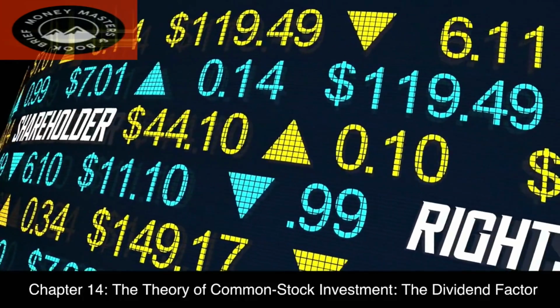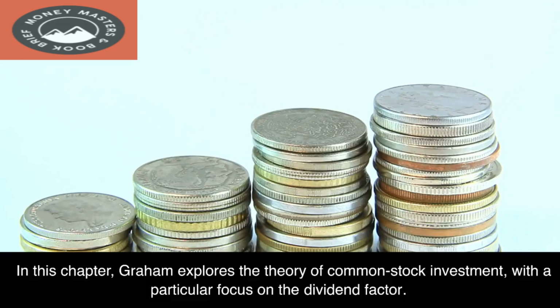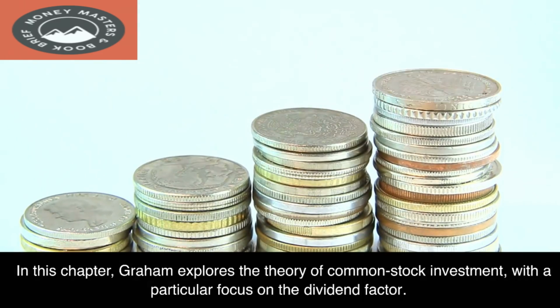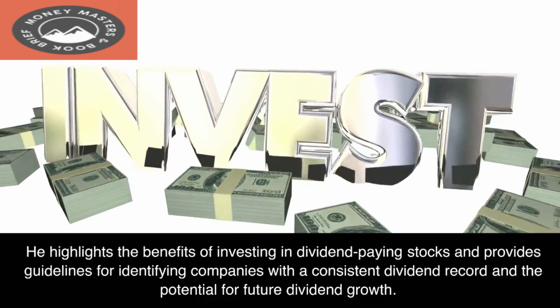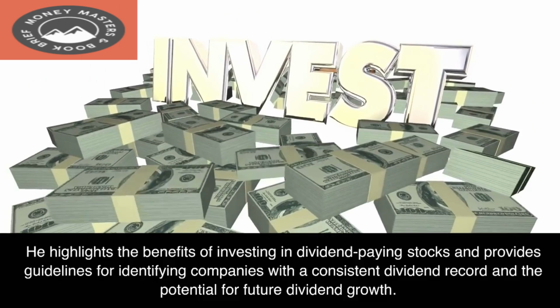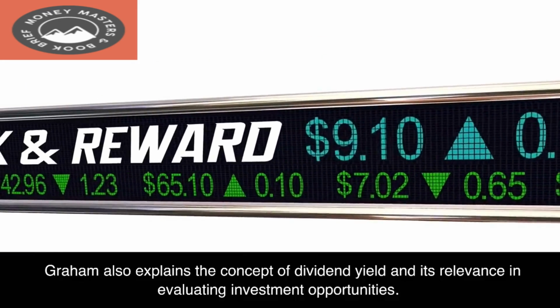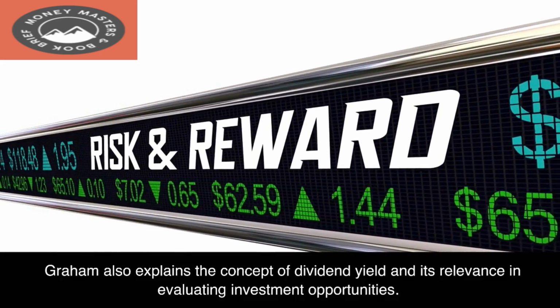Chapter 14. The Theory of Common Stock Investment, the Dividend Factor. In this chapter, Graham explores the theory of common stock investment, with a particular focus on the dividend factor. He highlights the benefits of investing in dividend-paying stocks and provides guidelines for identifying companies with a consistent dividend record and the potential for future dividend growth. Graham also explains the concept of dividend yield and its relevance in evaluating investment opportunities.